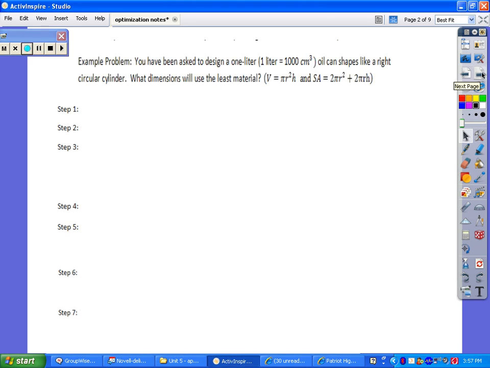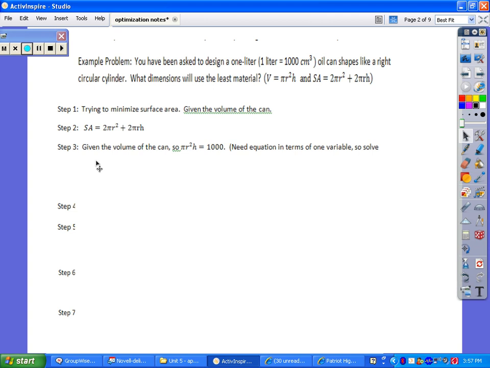So the first example is we have been asked to design a 1-liter oil can shaped like a right circular cylinder, and it says what dimensions will use the least material. Alright, so for step 1, we're thinking about what are we trying to do. So we're trying to minimize the surface area, and we're given the volume of the can.